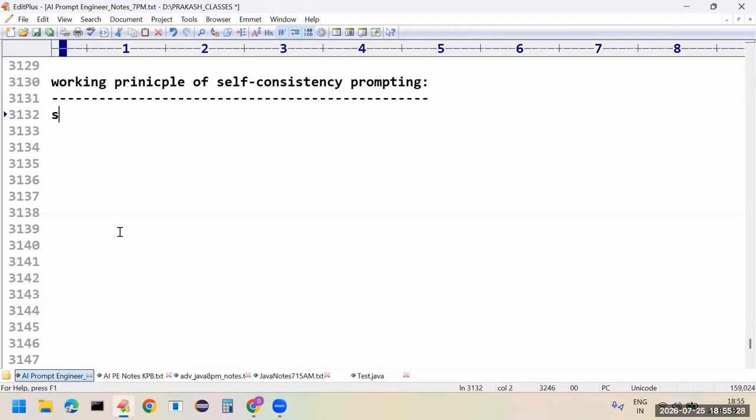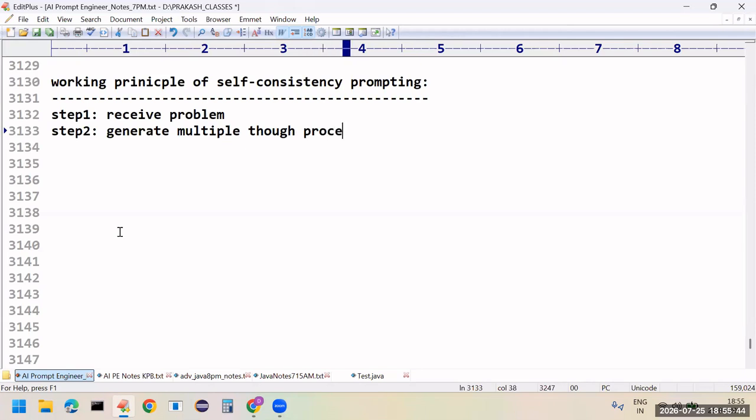Sir, in self-consistency prompting, step one is nothing but you have to receive the problem. Whatever problem they have given, you have to receive. Then, can you please generate multiple thought processes? Multiple ways will be there definitely. Now, for each thought, what you need to do? Process each thought process and solve independently. You have to solve independently.